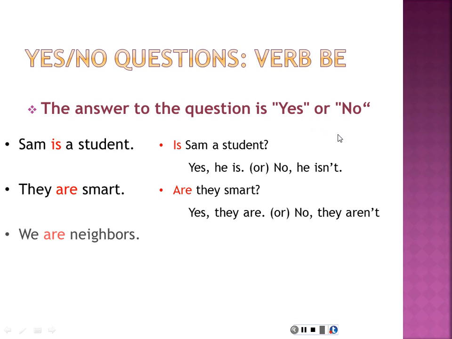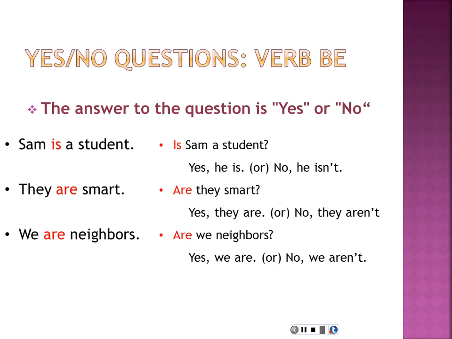The next one, we are neighbors. نحن جيران. So here, as we said earlier, we change the places again. So are we neighbors? هل نحن جيران؟ The answer is yes, we are. We add the subject, the same subject. Yes, we are, or no, we aren't. This is the contraction form. Or we can say no, we're not.